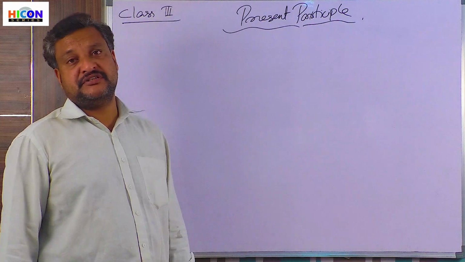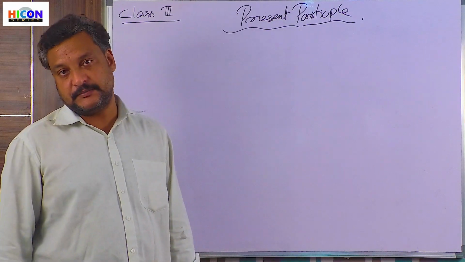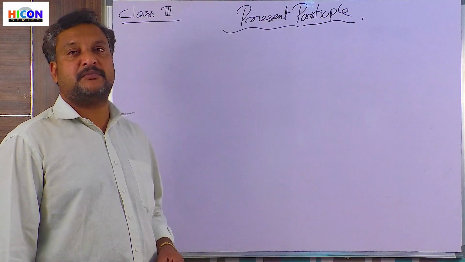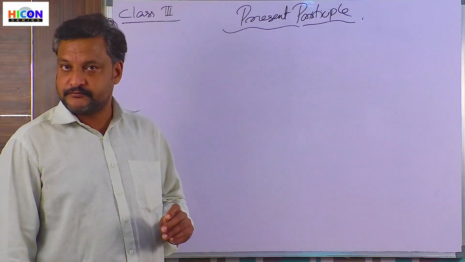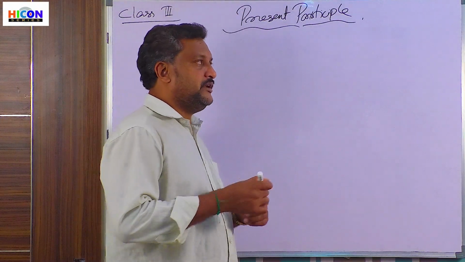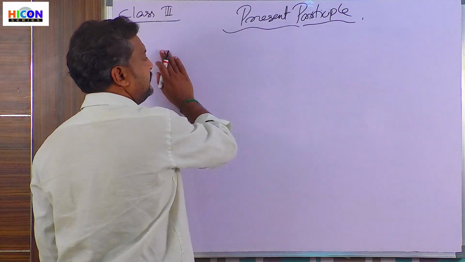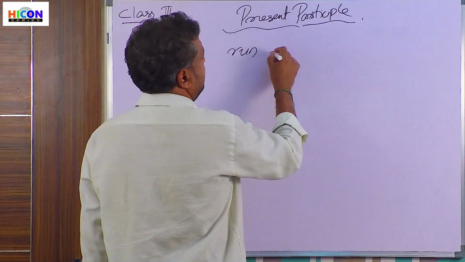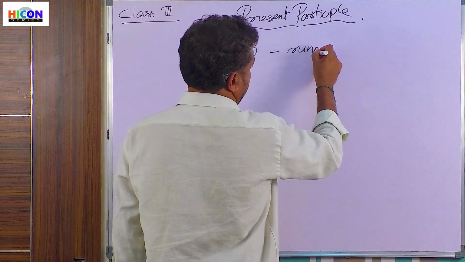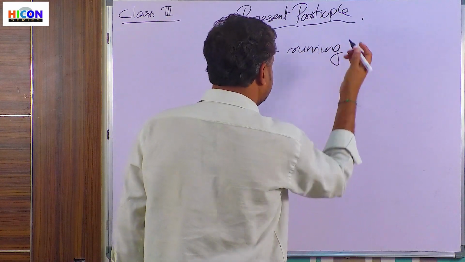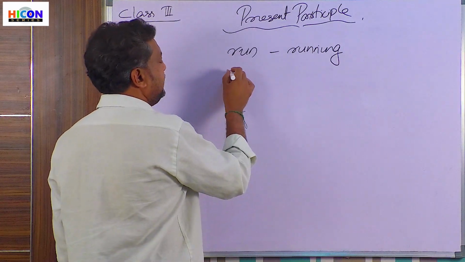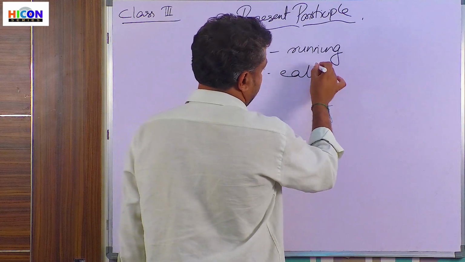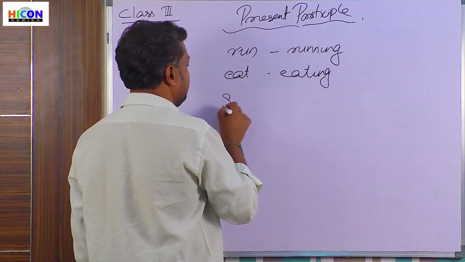Yeah. The next is present participle. The present participle form of a verb is nothing else but the ing form of the verb. Okay. Any verb, for example, we have run: running, isn't it? Eat: eating. Sleep.